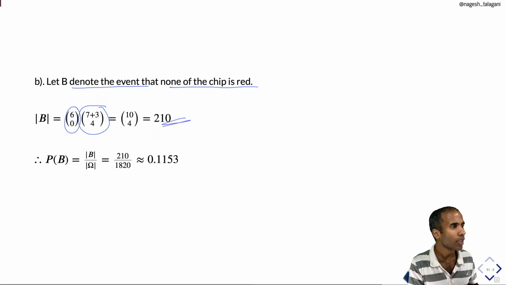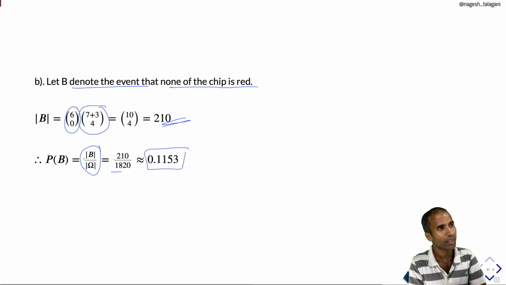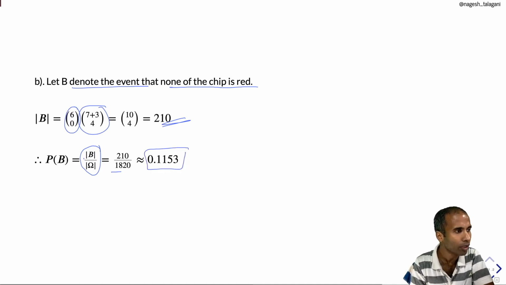So the probability of B is going to be the number of elements in B by the number of elements in omega, which is 210 by 1820, whose value is approximately 0.1153. So the probability of B is going to be 0.1153.